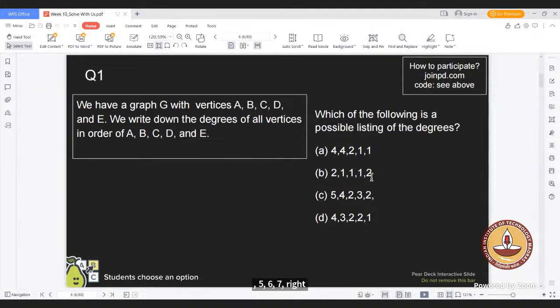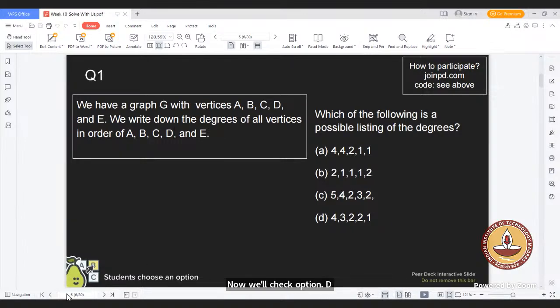So option B is also incorrect and option C is also incorrect. Now we'll check option D. It will be 4, 7, 8, 9, 10, 9, 9, 12. 12 is an even number. So the fourth option can be correct.